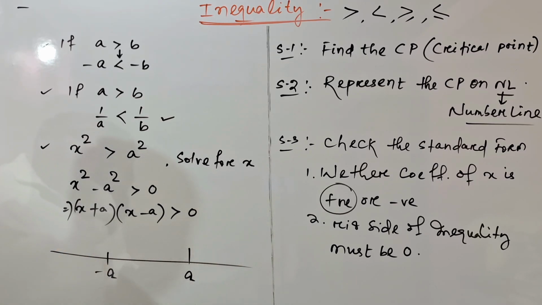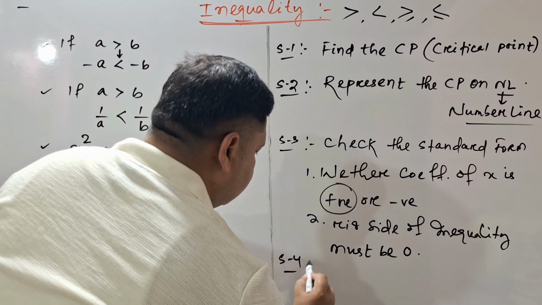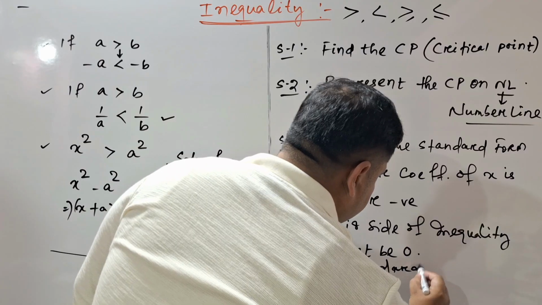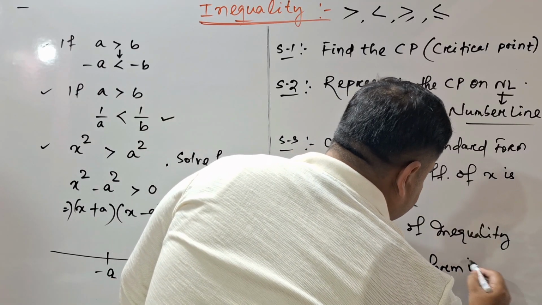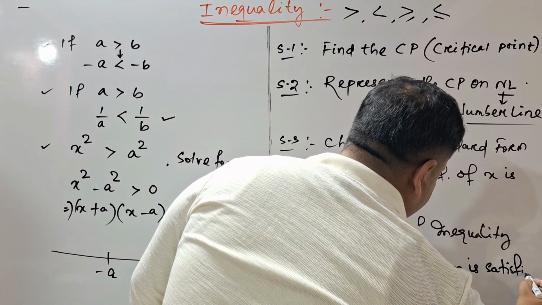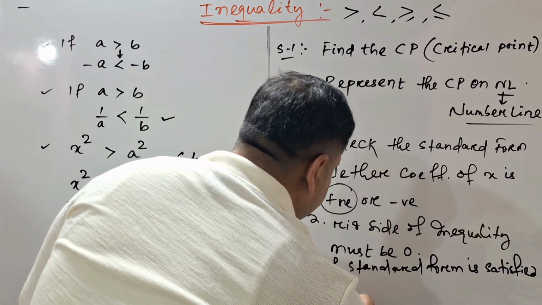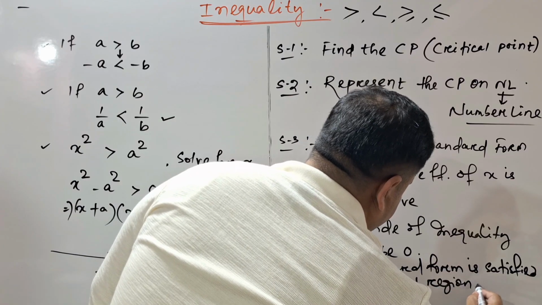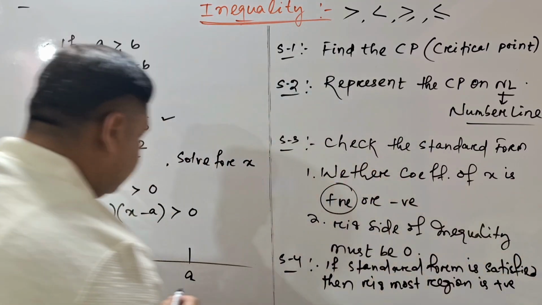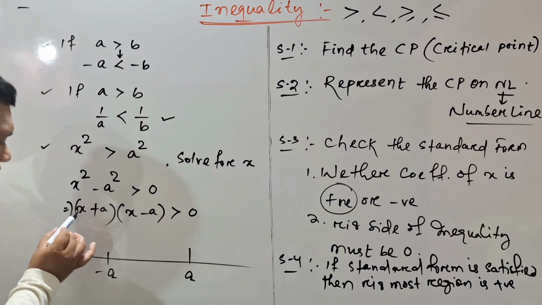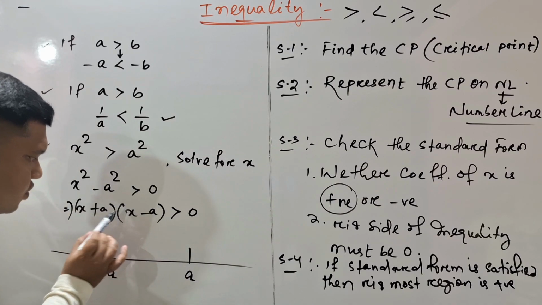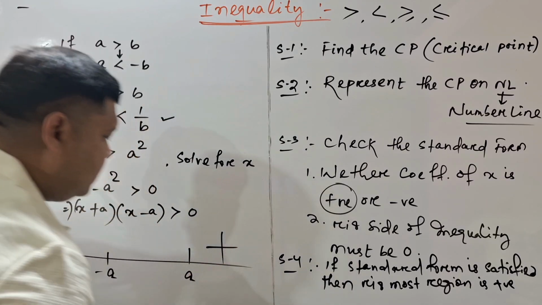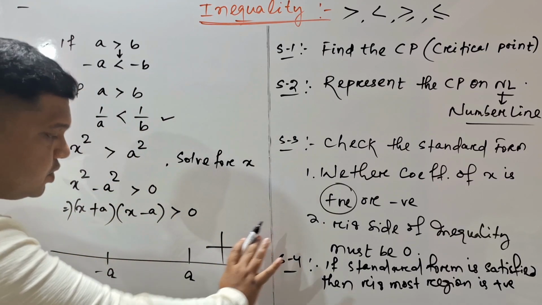I have to check the standard form. If standard form is satisfied, then the rightmost region is positive. So here standard form is satisfied. Why? Because the coefficient of x is positive here, and the right side of the inequality is 0. So, here three regions are there, and the rightmost region is positive.